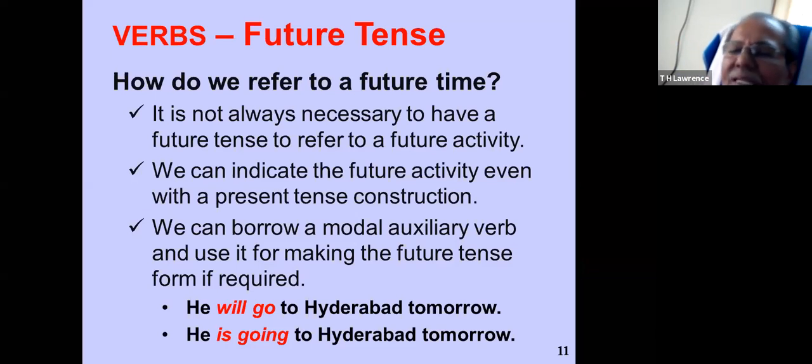We'll see. Then we can borrow a modal auxiliary verb and use it for making the future tense form if required. So we have to bring in a different word to make a future tense form. English verbs do not have their own future tense forms as we have. Let's talk about a Hindi word. Khana, that means eat. Khata hai, that is present. Khaya, that is past. Khaunga, that is future.